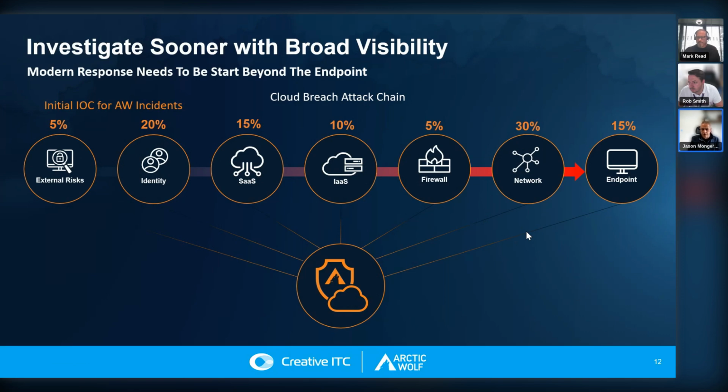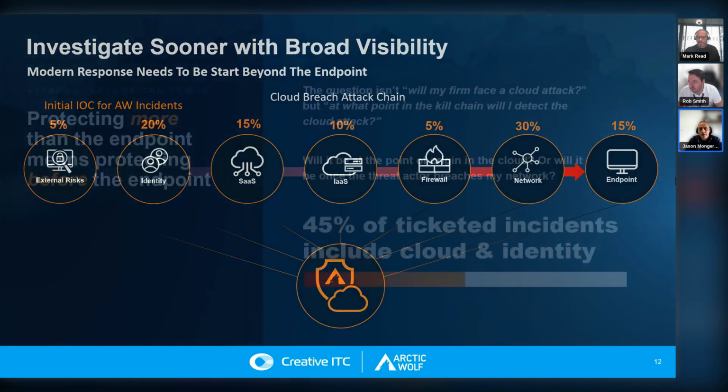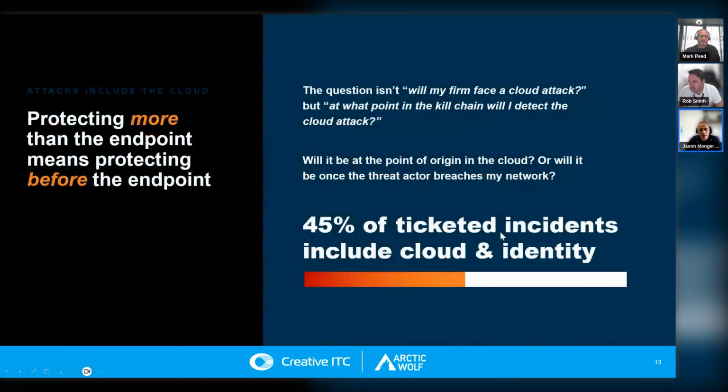Yeah, that's really good. Thank you, Mark. Next slide, please. So this is kind of a summary. If you look at a cloud breach attack chain, often it will start not inside your network like it used to. 45% of tickets and incidents include cloud and identity. So 45% of Arctic Wolf tickets include some element of cloud and some element of identity. So you really do need to look at that full attack surface in your environment.